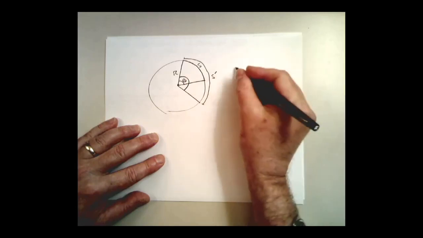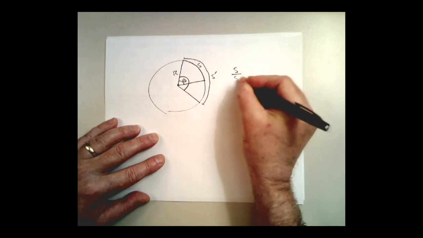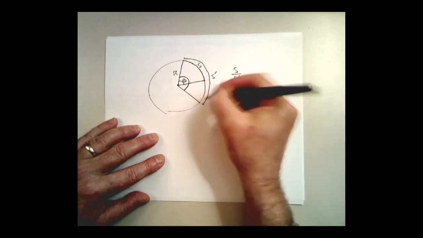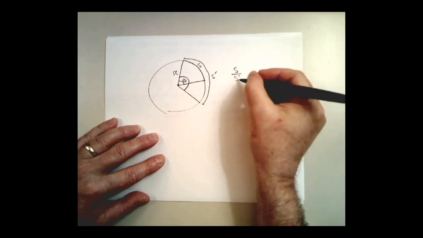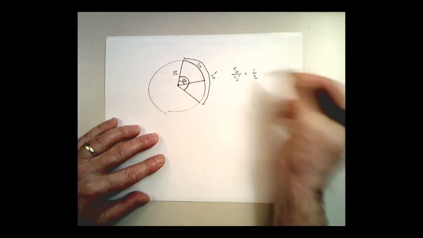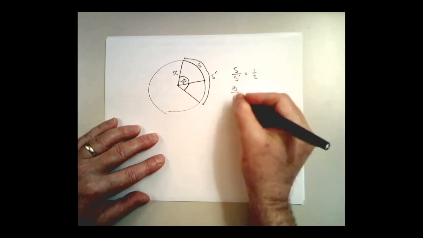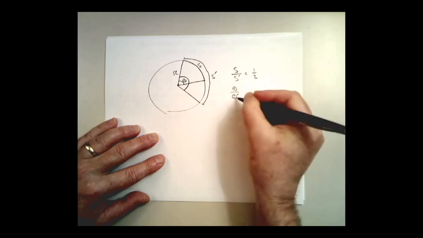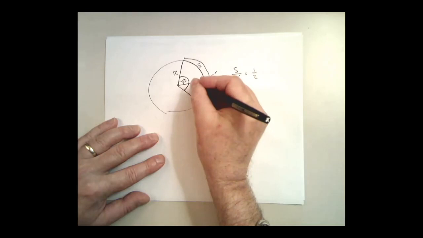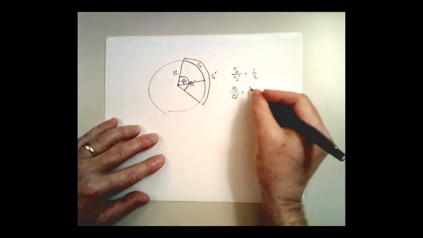One way of noting that is that if I took S divided by S prime. So I've doubled the arc length. S prime has twice the arc length of S, and so this is going to be a half. But the angle doubled also, and so theta divided by theta prime, I'm going to call this whole angle theta prime here, theta divided by theta prime is also going to be a half.